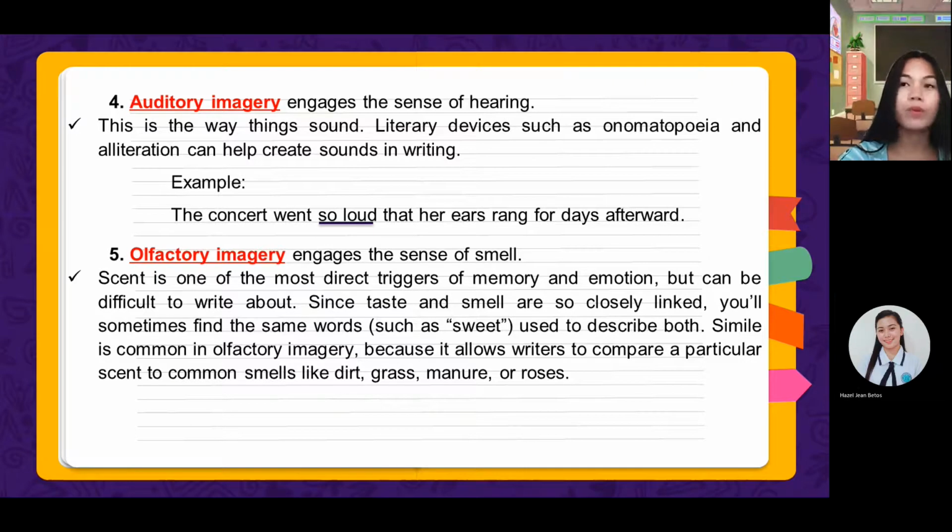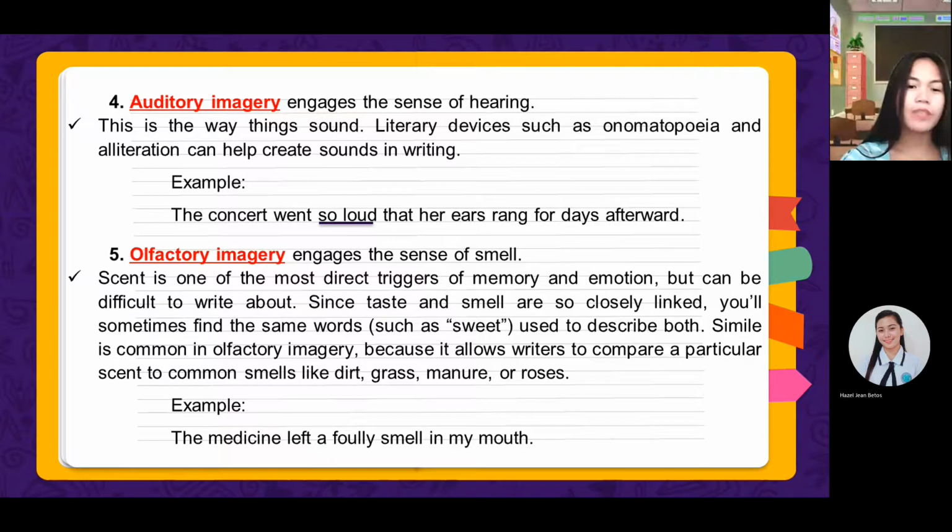So, sense of smell is one of the most direct triggers of memory and emotion, class, but it can be difficult to write about. Since taste and smell are so closely linked, you'll sometimes find the same words, such as sweet, used to describe both. The simile is common in olfactory imagery because it allows writers to compare a particular scent to common smells like dirt, grass, manure, or roses. So let's have an example.